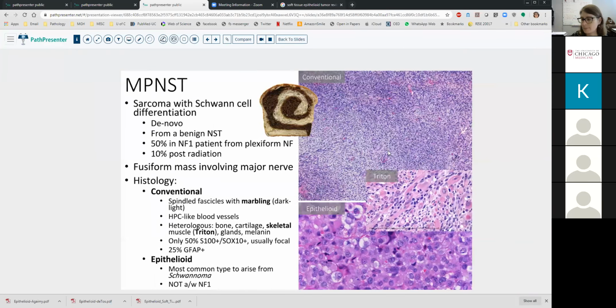Unlike the spindle cell MPNSTs, it, oh my God, Dr. Blair, there's a frozen, it does stain for S100 and SOX10. Hold on one second.